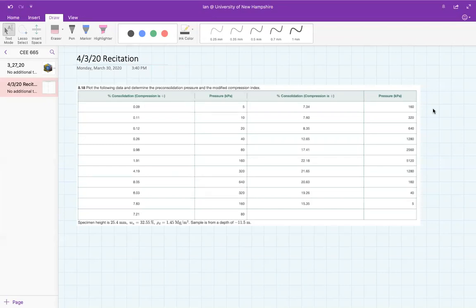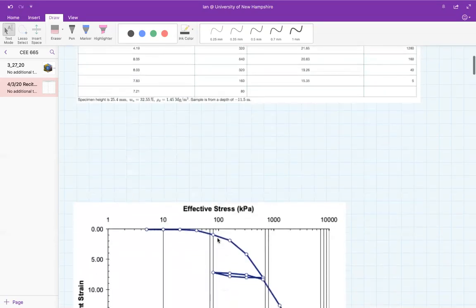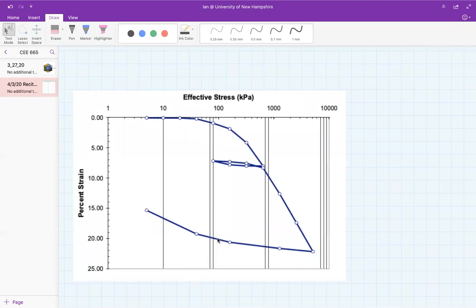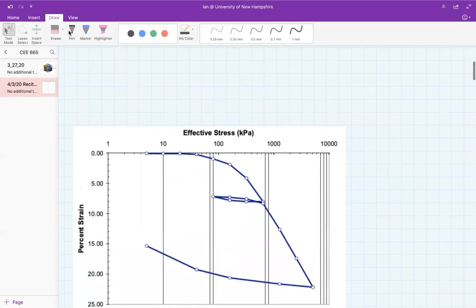And here we go. So this first problem we have today, we are going to plot the following data and determine the pre-consolidation pressure and the modified compression index for this consolidation test given. So this percent consolidation is essentially just strain. And we're given all these things down here, but all we really need is the strain and the pressure for this problem. So when we graph all of this, we get this nice little looking graph. But what the problem is asking for is that we find the modified compression index. And we are going to do that.